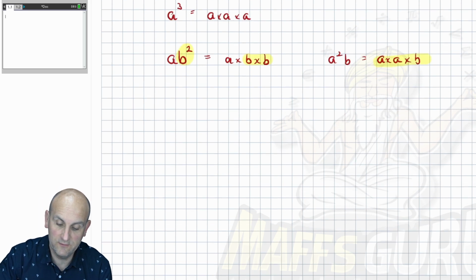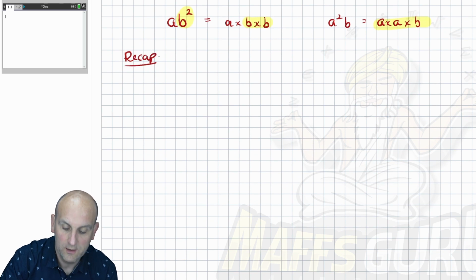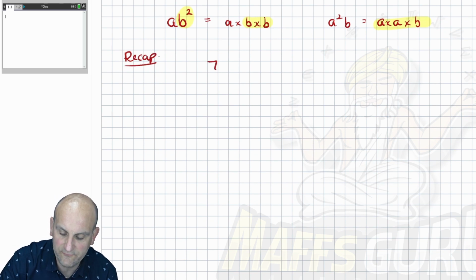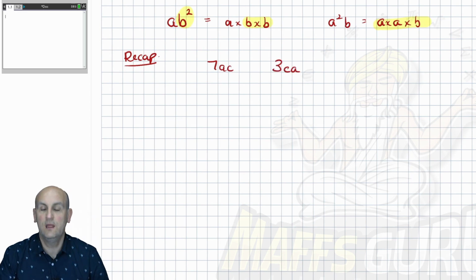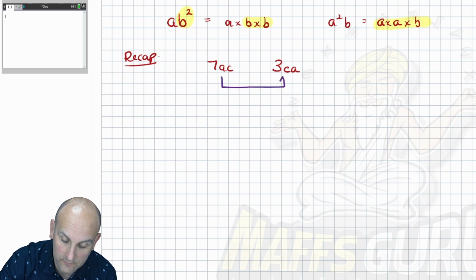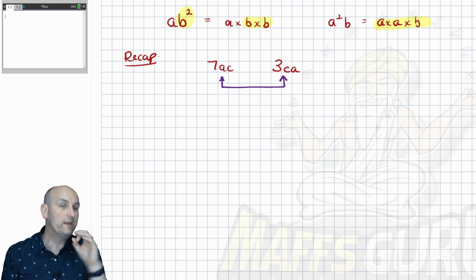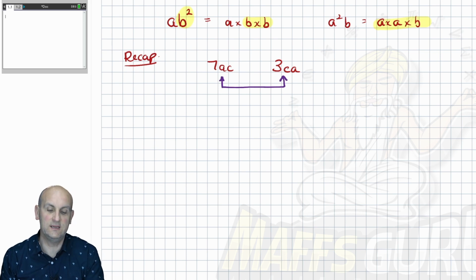Now, also in a previous video, so another recap, we had the idea of 7ac and 3ca, and whether or not they were like terms. So remember, like terms have exactly the same letters in them. Now, I quite like that, all right? In this situation, that has an a and a c, and a c and an a.